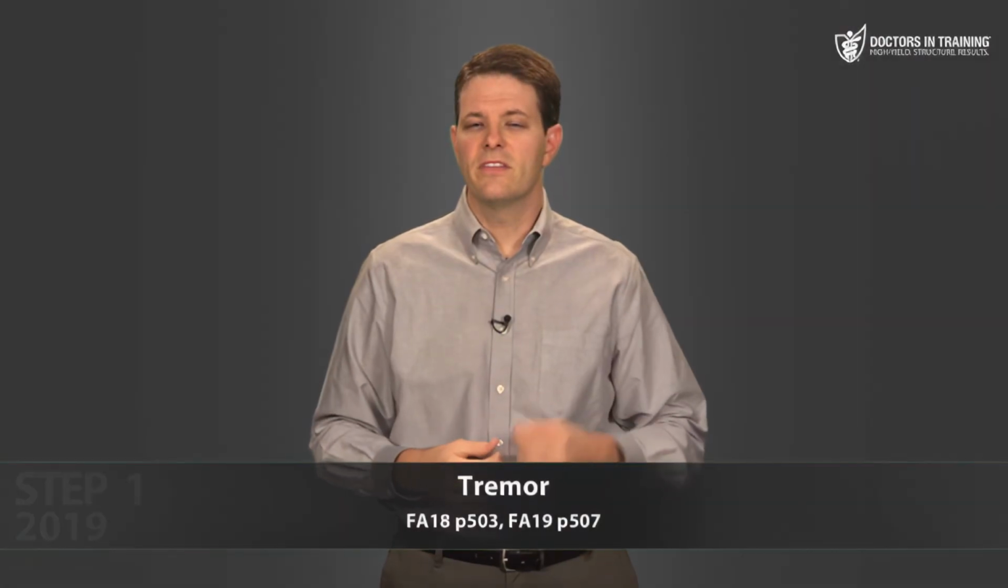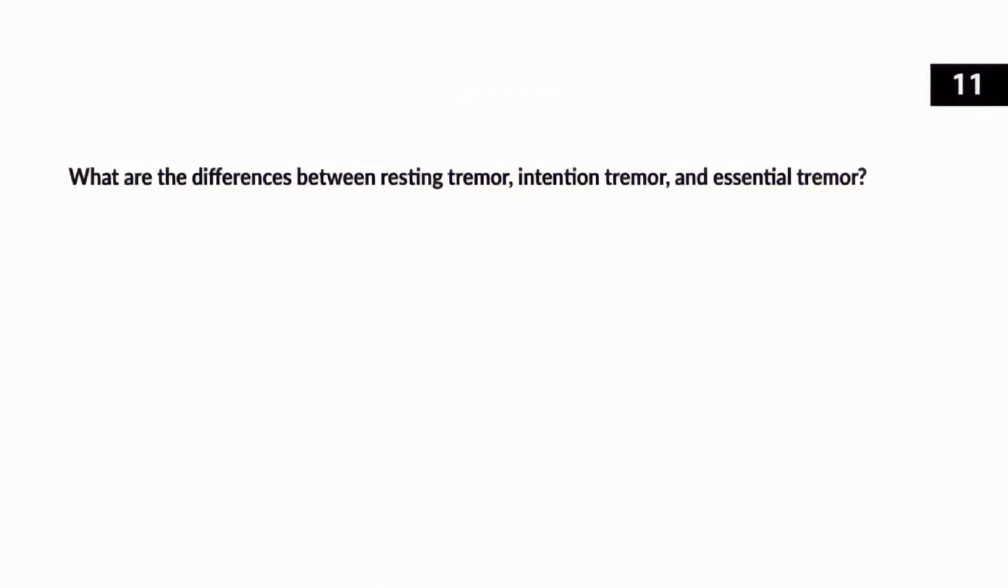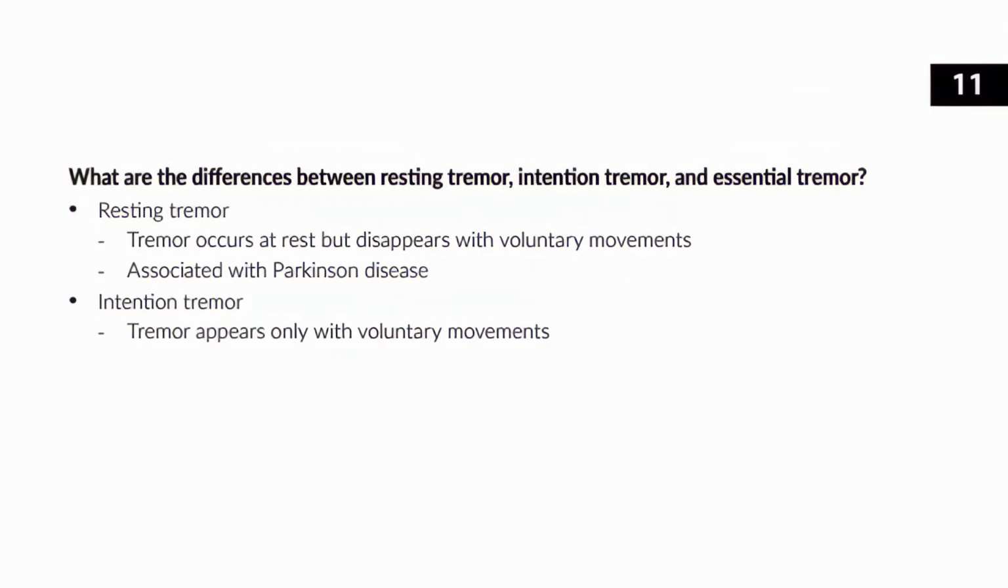We mentioned that lesions of the cerebrocerebellum can cause intention tremors. Well, let's look at the next study guide question, which says, what's the difference between resting tremor, intention tremor, and essential tremor? Resting tremor is tremor that occurs at rest, but it disappears with voluntary movement. This is often associated with Parkinson's disease, which we're going to talk about in another video. Intention tremor is where there's no tremor at rest. The tremor only appears with voluntary movements. When you intend to move, the tremor kicks in. It's an intention tremor. An intention tremor is associated with damage to the cerebellar hemisphere, to the cerebrocerebellum.